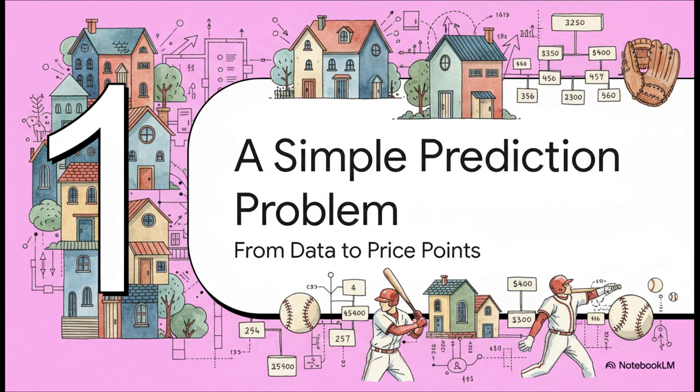Okay, let's kick things off with a classic challenge. Imagine you're trying to predict a baseball player's salary. You don't have a crystal ball, but what you do have is data. Things like how many years they've been in the league, how many hits they got last season. The question is, how do you turn all that information into a single number, a specific dollar amount?